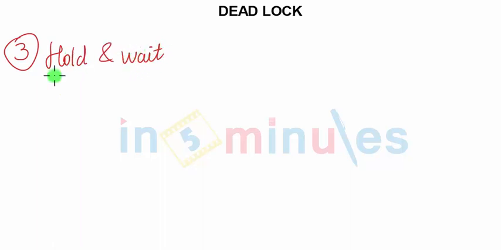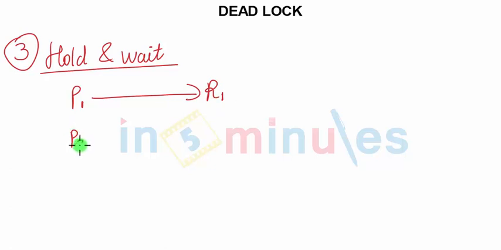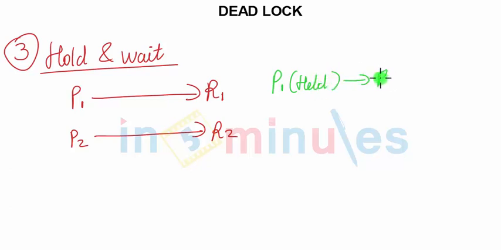The third reason for deadlock occurring is hold and wait. What does it mean? Simple. As happened in a circular wait, P1, which had resource 1, P2, which had resource 2, worked in a very simple manner. P1 held resource 1 and waited for resource 2.